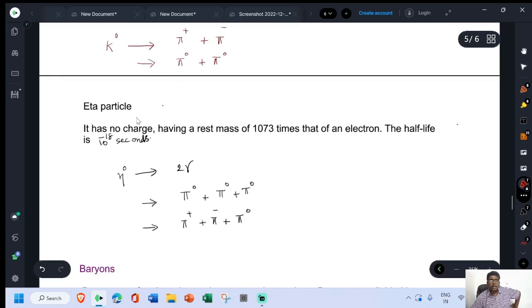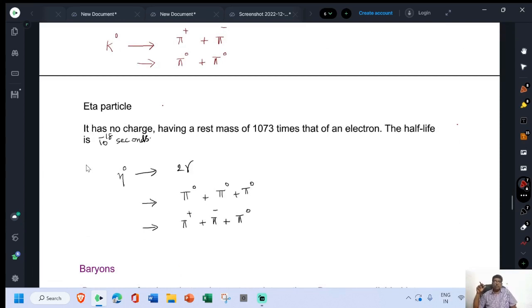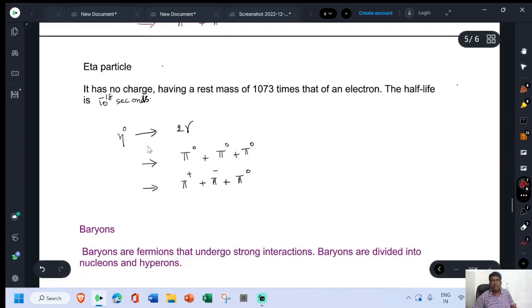Then eta particle. It has no charge, having a rest mass of 1073 times that of an electron. The half-life is 10^-18 seconds. It decays into 2 photons. It decays into pi 0 and pi 0. And this is the final decay mode, pi plus, pi minus and pi 0.